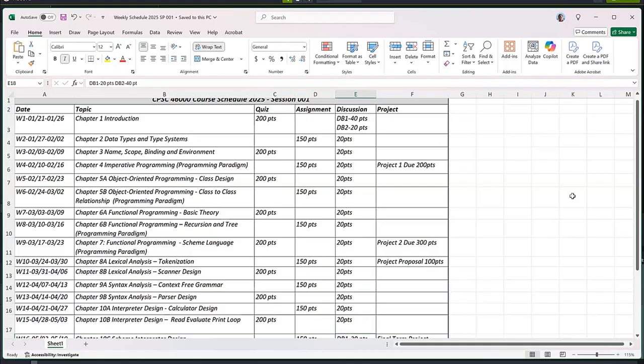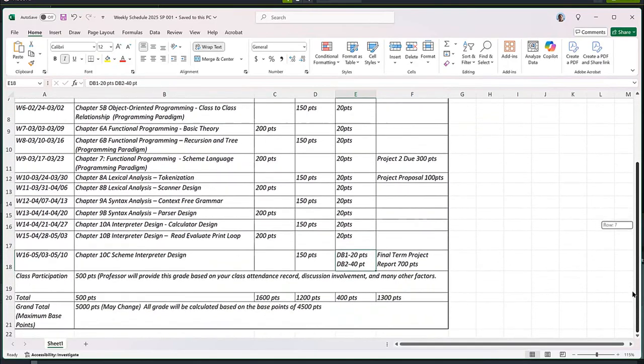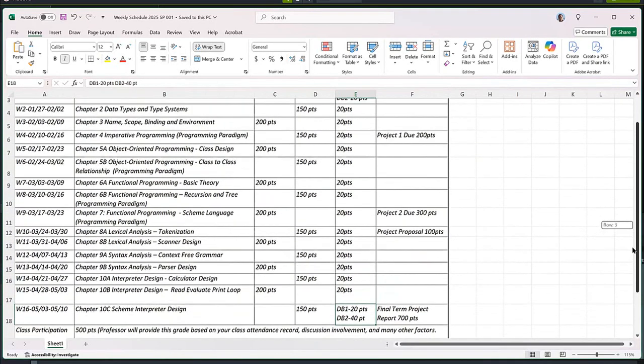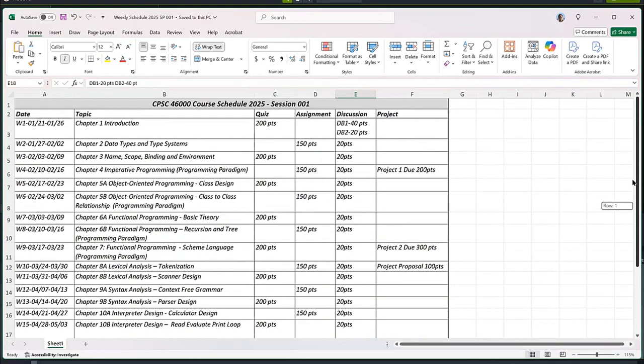Okay, if no, I'm going to go over the projects and also the course shell. Let's talk about projects first. This course has three projects. Project 1 is due on week 4. Project 2 is due on week 9. And then the final project proposal is due on week 10.